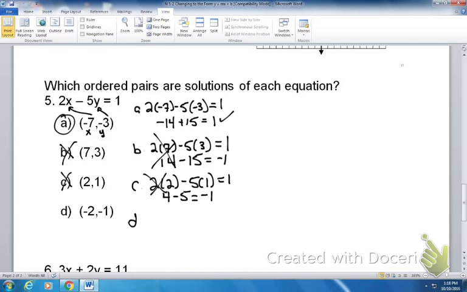Let's check D just in case. I have 2 times negative 2 minus 5 times negative 1. 2 times negative 2 is negative 4. Negative 5 times negative 1 is plus 5. And negative 4 plus 5 is 1. So that one worked also. Okay? So plug them in. Use your calculator if you want to. Be careful when you're plugging them in. If you don't put parentheses around some of these, you're going to end up missing the problems. Let's look at the last one.